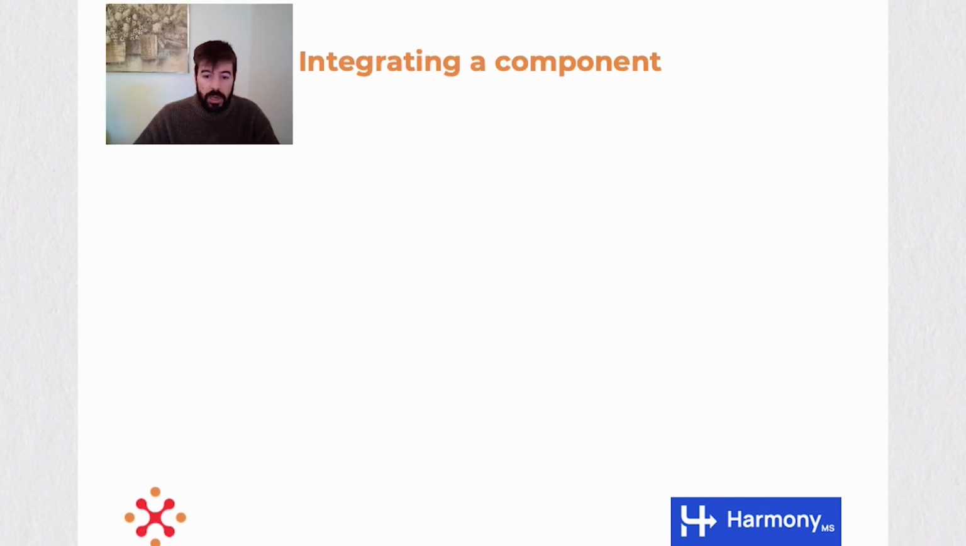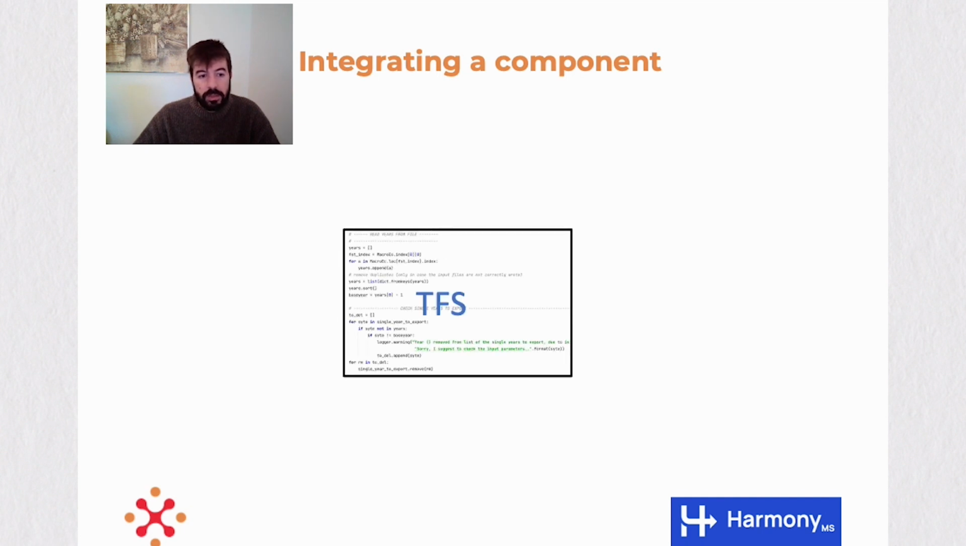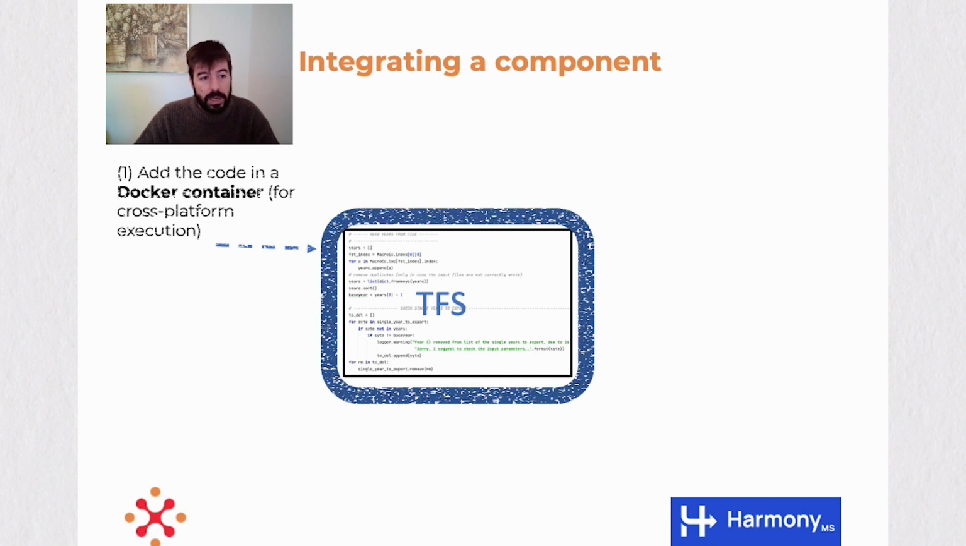So on the integration of the component, let me give you an example just to have a better idea of the different steps that are involved here. Let's assume that we have the code of a component that we want to integrate. This, for instance, is the tactical freight simulator component that was developed and enhanced during the Harmony project. Once we have the code, the first step is to add the code in a Docker container.